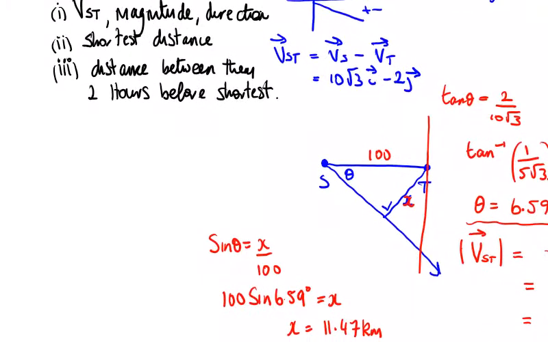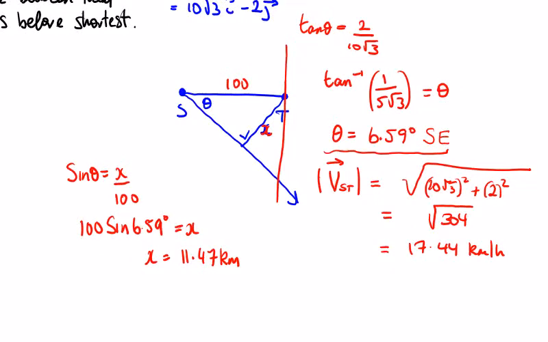What's next? 2 hours before the shortest distance. Okay, 2 hours along here before the shortest distance is reached. So we just need to work out how far it's traveled in 2 hours. I'm using the relative speed, 17.44 by 2, which is 34.88.